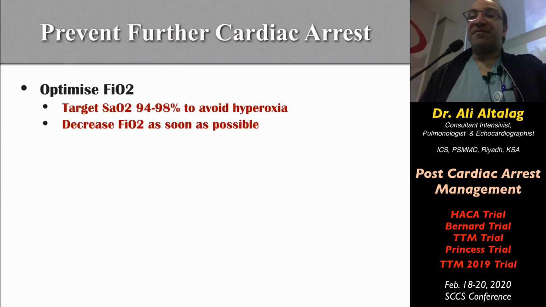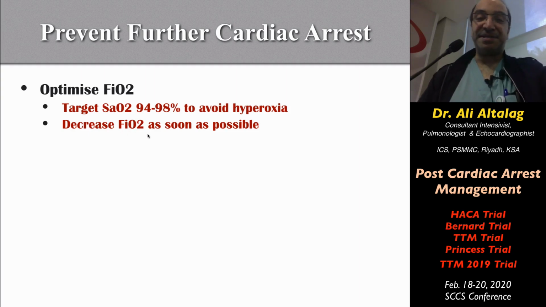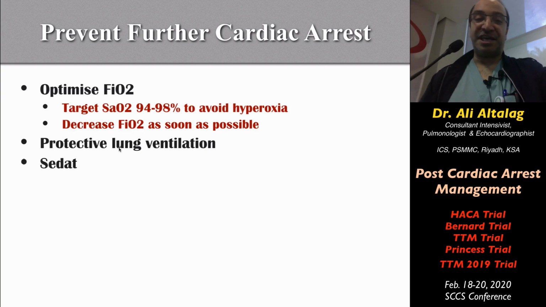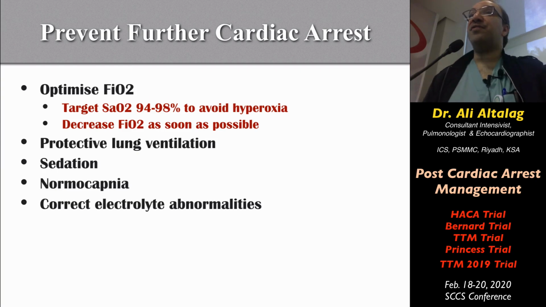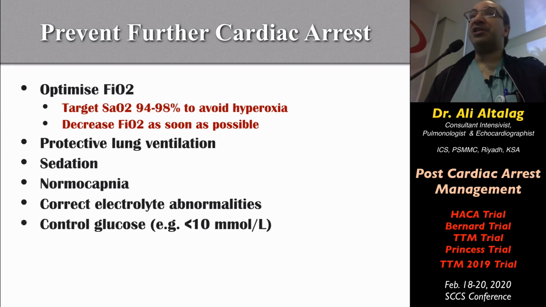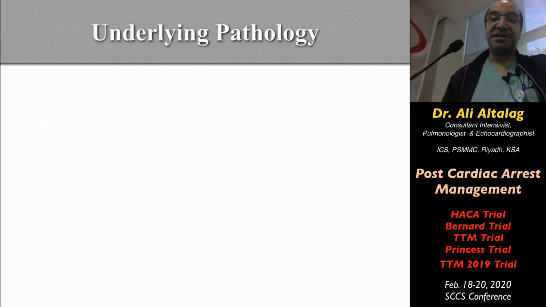Now, for the first aspect, which is prevent further cardiac arrest, you want to optimize oxygen therapy, you want to prevent hyperoxygenation. Saturation of 94 to 98 is considered accepted, and titrate oxygen down if not needed. Protective lung ventilation is important, sedation, normocapnia, and correction of any electrolyte abnormality, and good glycemic control. And if the patient needs, then antiarrhythmic medications should be given.